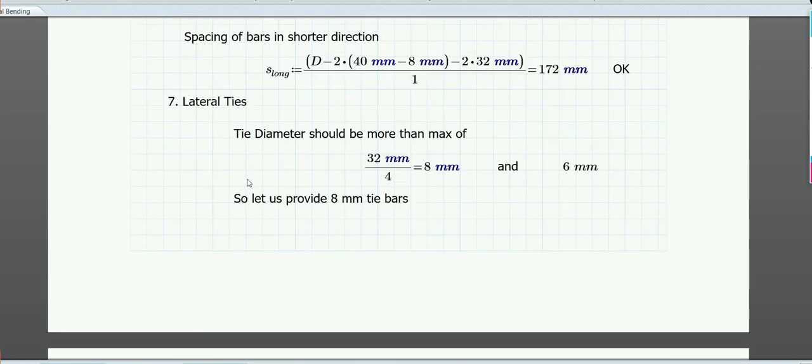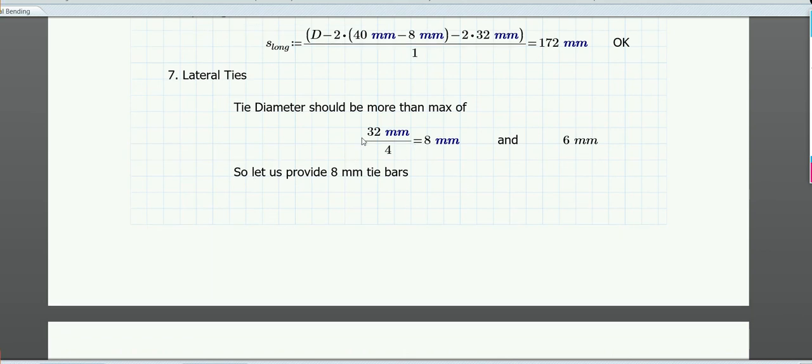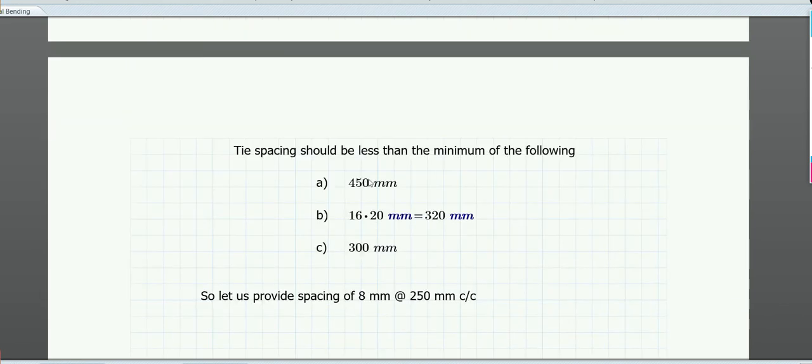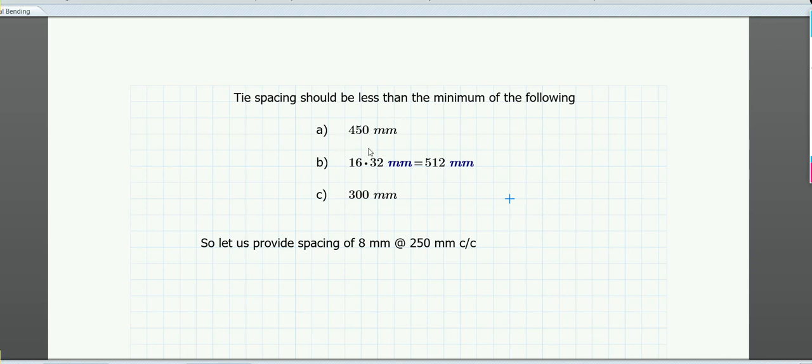And then lateral ties: the position and distribution of the lateral ties as well as the spacing, we have already discussed how to find out. The diameter should not be less than one-fourth of the maximum diameter of the bar, which gives 8 mm and 6 mm, so we have provided 8 mm tie. Sorry, the spacing should be less than 450 mm. Also 16 times the minimum diameter of the bar it tries to enclose. Here all the bars are 32 mm, so 16 times 32 is 512 mm, and 300 mm, and the spacing should not be more than this. So let us provide 8 mm ties at 250 mm center to center.